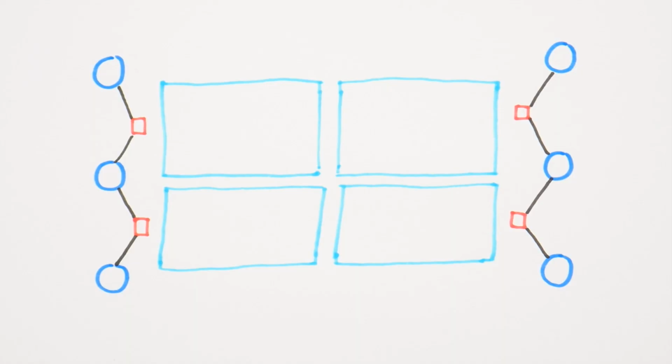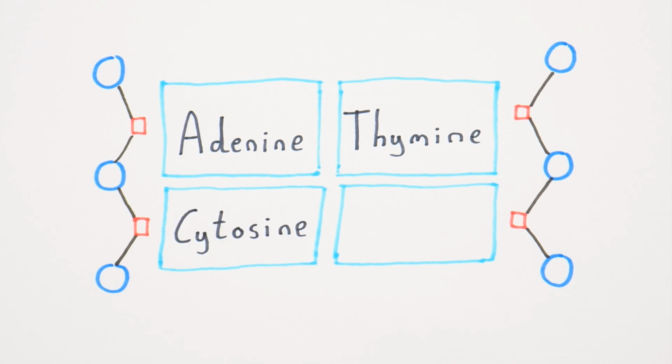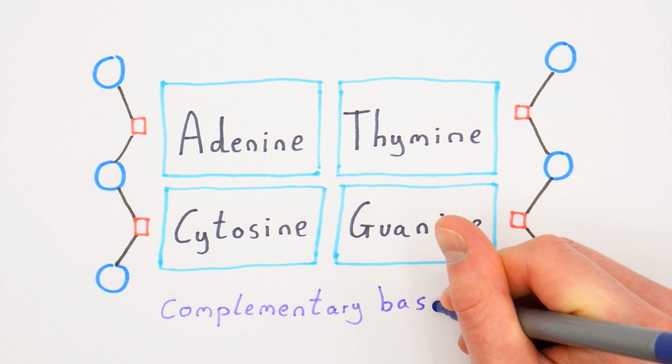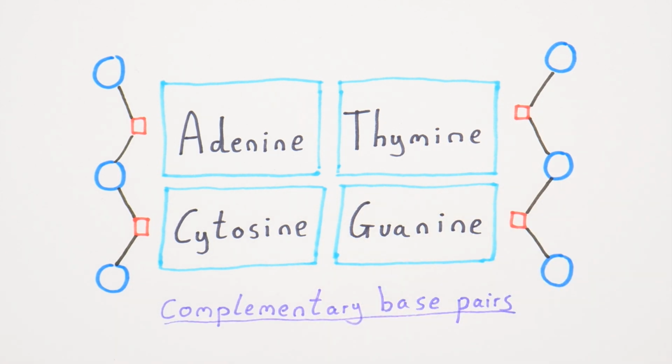There are 4 different types of bases in DNA. Adenine, thymine, cytosine, and guanine. They pair up in a very specific way. Adenine always pairs with thymine and cytosine always pairs with guanine. These are called complementary base pairs and they're joined together by hydrogen bonds. This phenomenal structure is found in almost every single cell in your body.